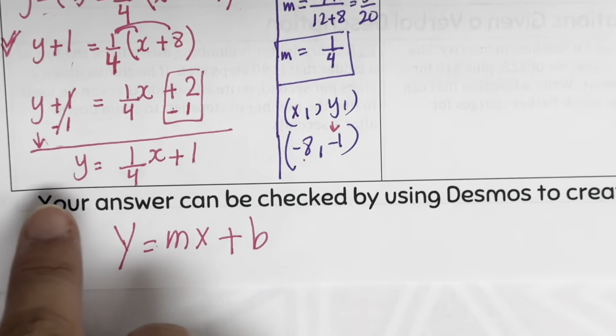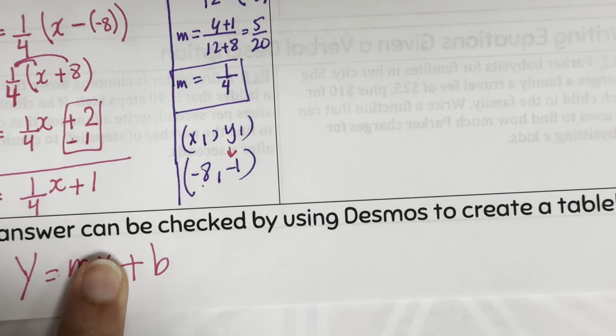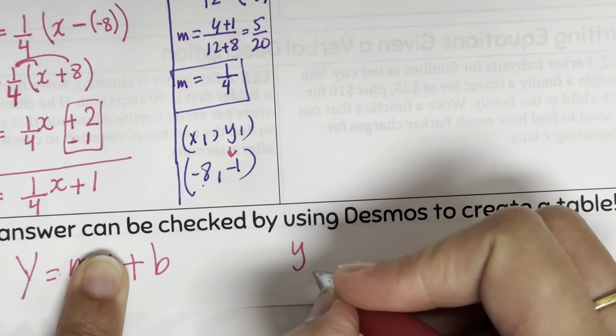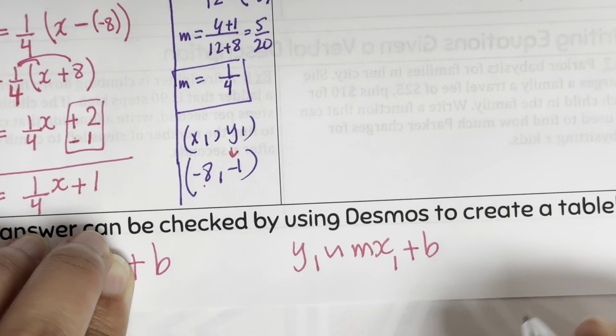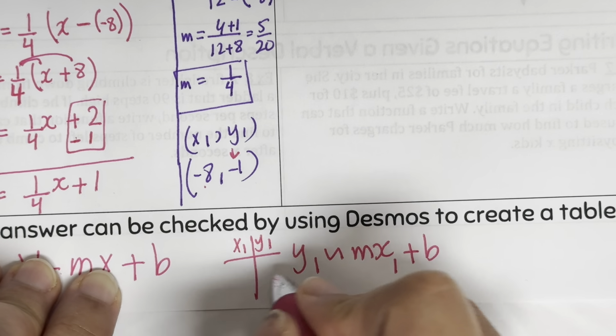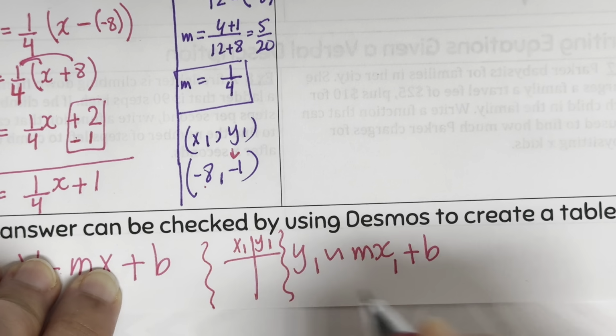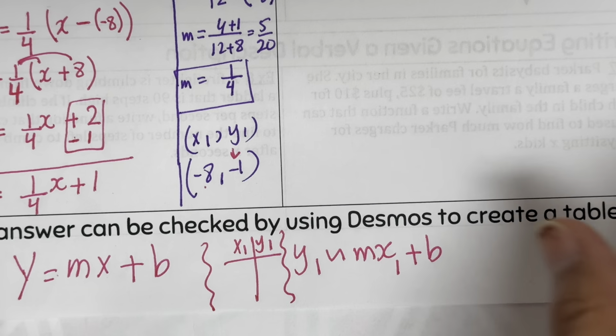There's a note at the bottom. It says your answers can be checked by the Desmos calculator. So just put those 2 points in the calculator, and then y1 equals mx1 plus b. This is your equation. Make sure you put x1 and y1 in the table first. Okay, so this question can be checked in the calculator.